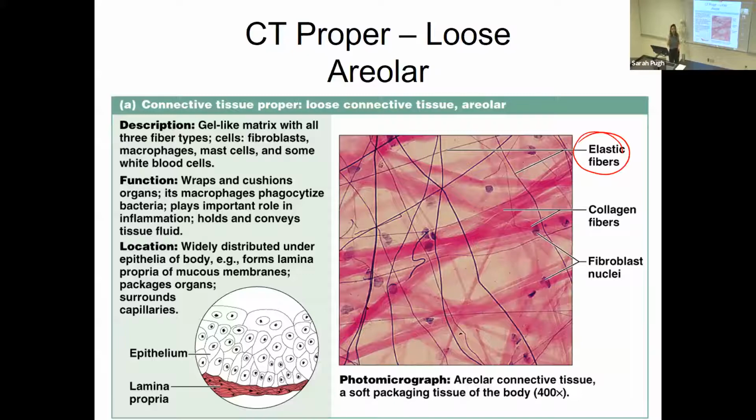We want the first tissue to be nice and thick for protection. And then just underneath that, we want areolar connective tissue because we want our immune system cells right there, just in case we get a tear or we get a foreign organism that has made its way through that top tissue.